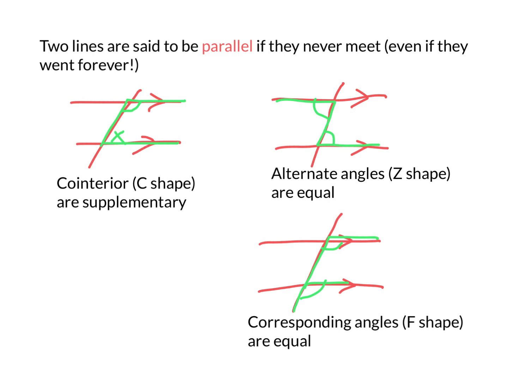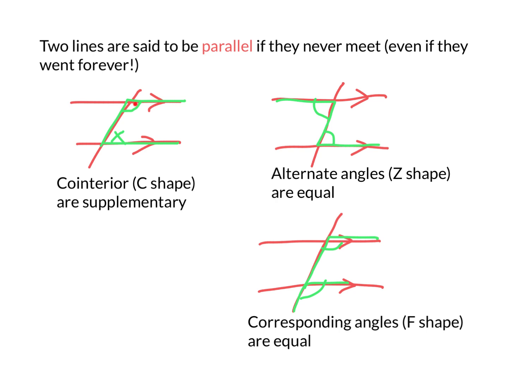They would never meet. So this line here that cuts 2 parallel lines is called a transversal. So when you have a transversal, it creates co-interior, alternate, and corresponding angles. So we need to know what they are. So co-interior angles, co-interior means they're like both together on the inside of the parallel lines. So they are supplementary. That means they add to 180 degrees. They add to the angle of a straight line.